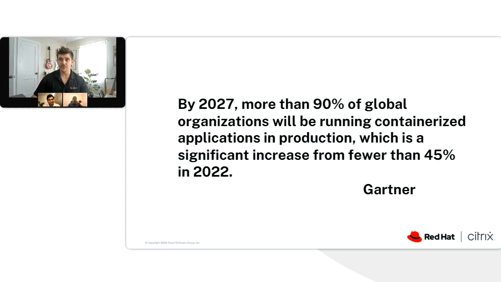To start out with a Gartner quote, I like to do these at some of these events to make sure people understand why we're building these integrations together with our ecosystem, because the ecosystem is incredibly important to Red Hat and obviously very important to Citrix as well. Gartner shares that by 2027, more than 90% of global organizations will be running containerized applications in production, which is a significant increase from fewer than 45% in 2022.